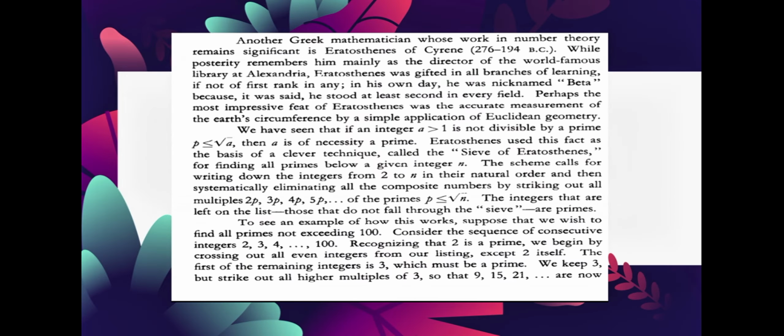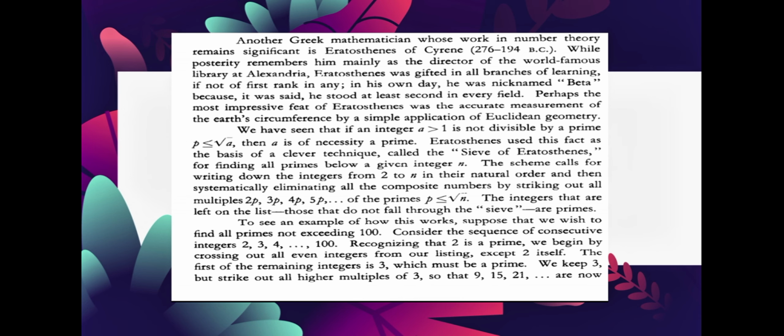Another Greek mathematician whose work in number theory remains significant is Eratosthenes of Cyrene, 276 to 194 BC. While posterity remembers him mainly as the director of the world-famous library at Alexandria, Eratosthenes was gifted in all branches of learning, if not of first rank in any. In his own day, he was nicknamed Beta, because it was said he stood at least second in every field.